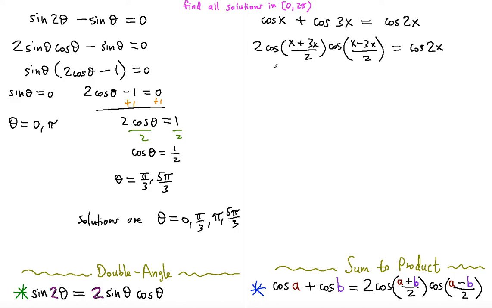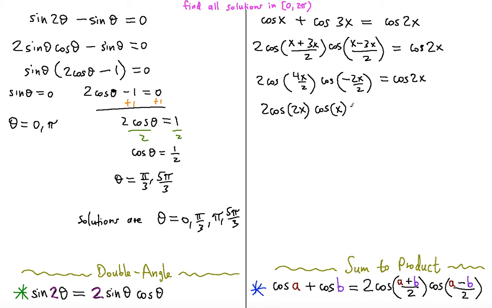Okay. So now, as you can see, this becomes clearer. Now we can actually make it easier, right? So it's going to be 2 cosine of 4x over 2 times cosine of negative 2x over 2. And that's equal to cosine of 2x. So this transforms to 2 cosine of 2x times cosine of negative x. Now, since cosine is an even function, cosine of negative x is equal to cosine of x. That's the same thing. So that's set equal to cosine of 2x.